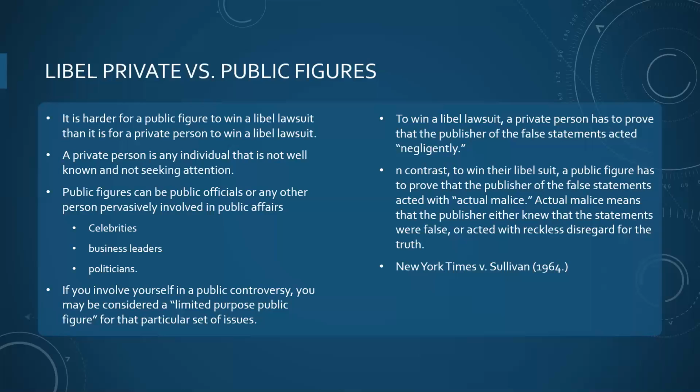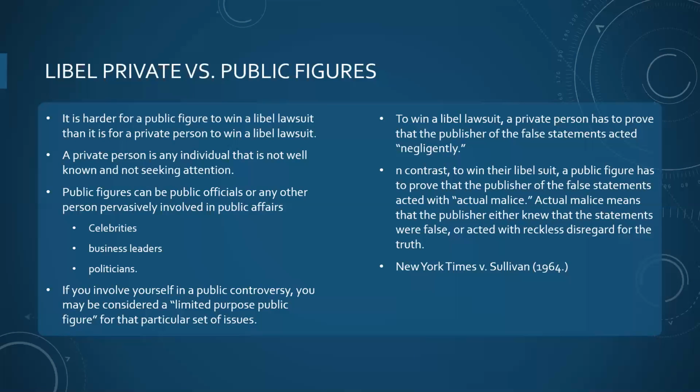However, in contrast, to win a libel suit, a public figure has to prove that the publisher of the false statements acted with actual malice. Actual malice means that publishers either knew that the statements were false or acted with a reckless disregard for the truth. As journalists, this case, New York Times v. Sullivan, this is the one that you guys should carry in your hearts with you at all times, because this is what really protects journalists, okay? In this case, Martin Luther King was in jail.